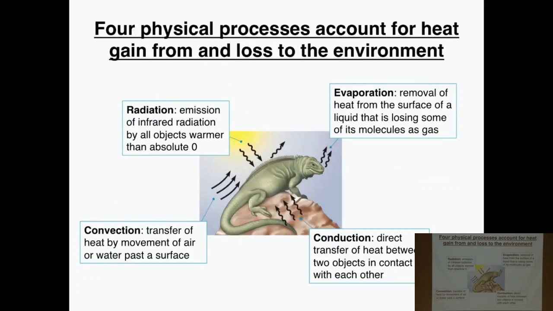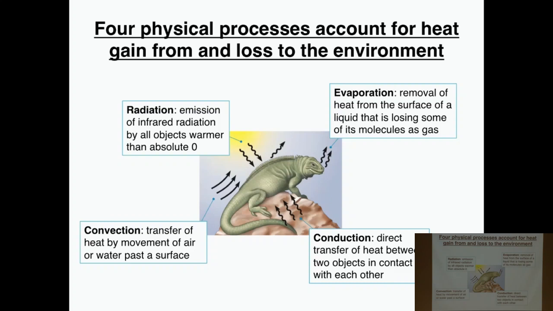Okay. So now we're going to think about the different processes that actually affect body temperature. And so many of these are physical processes through which animals or other organisms will exchange heat with their environment. And so there's 4 broad classes. So there's radiation. That's the emission of infrared radiation by all objects warmer than absolute zero. So all of us here are emitting infrared radiation. Everything around us is emitting infrared radiation.